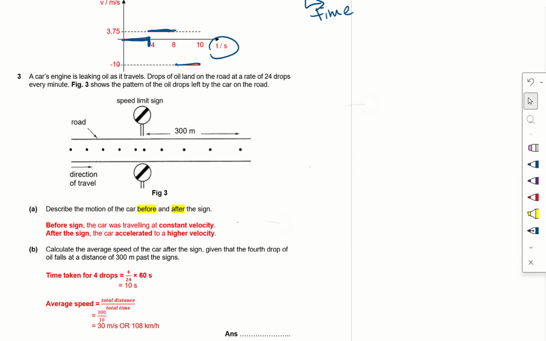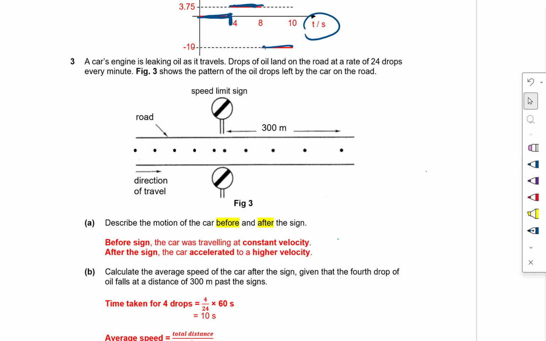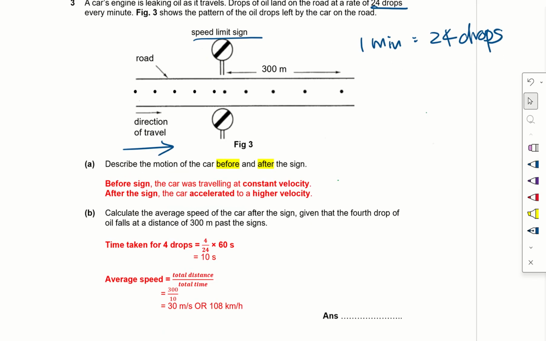For question 3, a car engine is leaking oil as it travels. Drops of oil land on the road at a rate of 24 drops every minute. So in 1 minute, we have 24 drops. Figure 3 shows a pattern of the oil drops left by the car on the road. The direction of travel is going from left to right, and this is a speed limit sign. Describe the motion of the car before and after the sign.